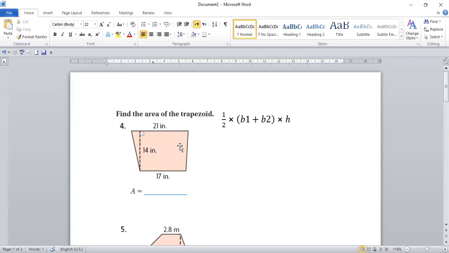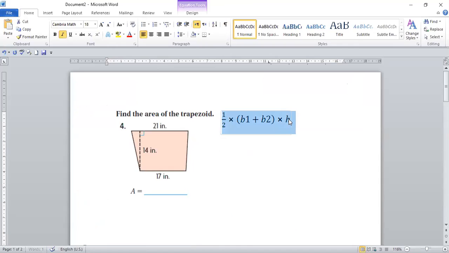Okay, so I have shifted from that screen to this because I want to work with the half. So this is the formula. As usual, you always need to write the formula before you start anything. In the next part, we are just going to substitute the values in this formula. So that's going to be half multiplied by base 1, which is the first upper part. So base 1 is 21, and base 2 is 17, multiplied by the height, which is 14.